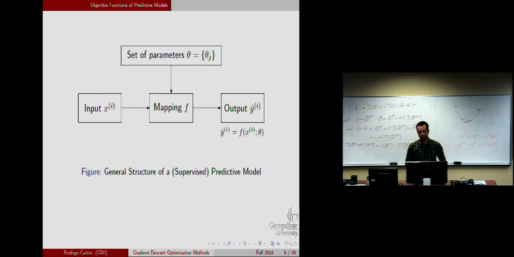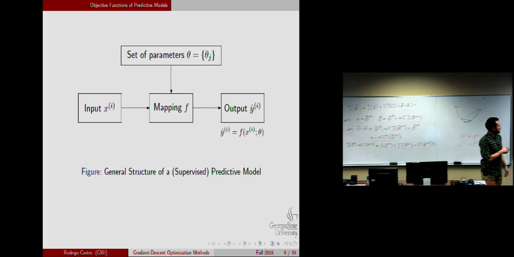Let me first show you this picture. This is my idea of a predictive model in a very general setting. A predictive model has some function, some mapping F, that makes use of a set of parameters. For example, in linear regression, the function is just linear, and the set of parameters are the coefficients that multiply each one of these features to get a prediction.